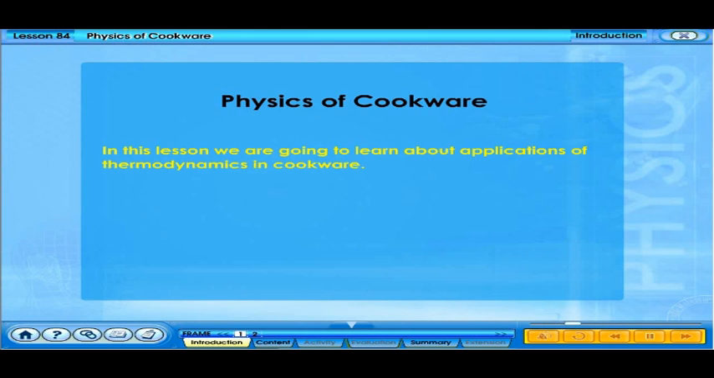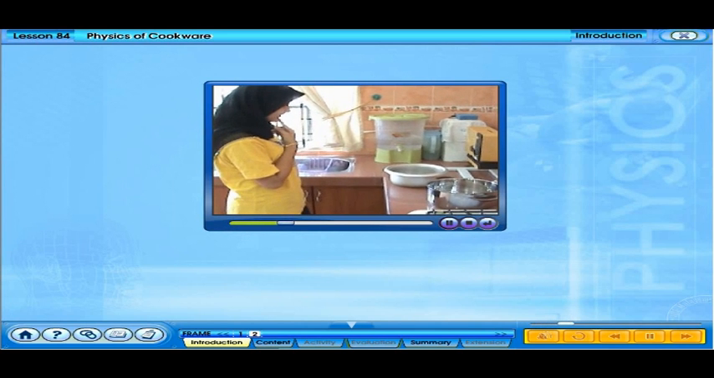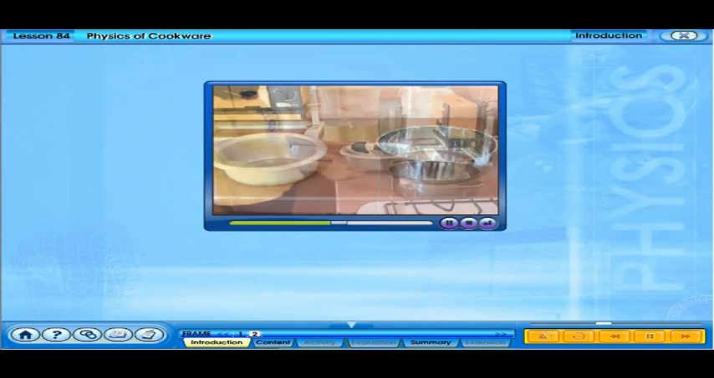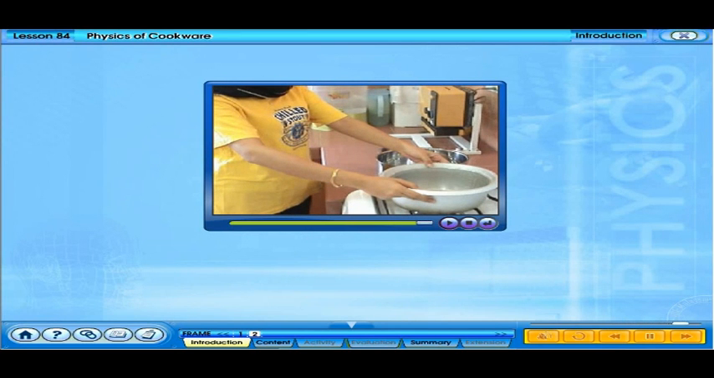In this lesson, we are going to learn about applications of thermodynamics in cookware. Aini plans to cook soup. Which pot should she use? An aluminium pot or stainless steel pot?